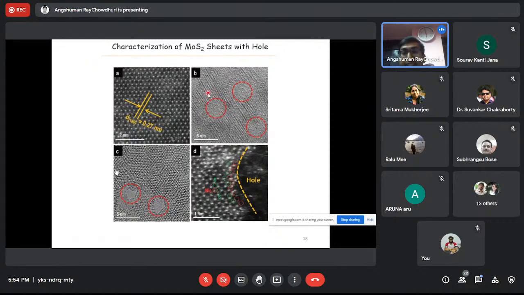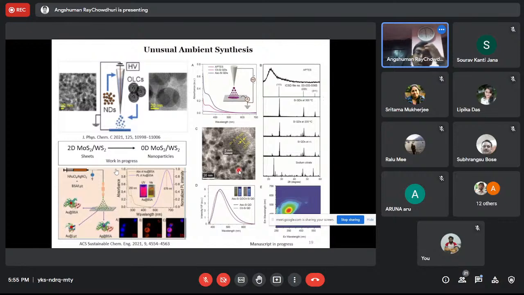You can see here that holes are obtained. Beautiful holes are produced, and some molybdenum-rich material is obtained, and that molybdenum-rich material produces very interesting things. They produce some reactive oxygen species in water, and that can be used for bacteria inactivation or water purification applications. So now coming to another work.